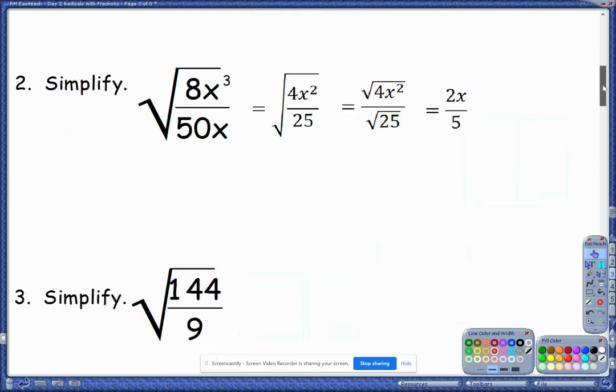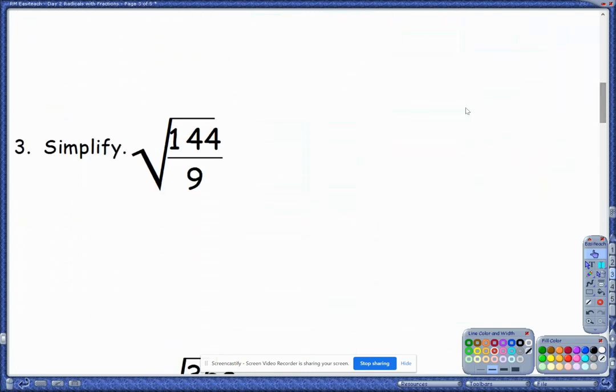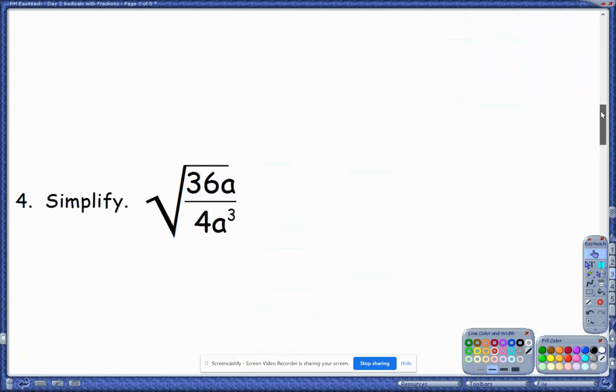Let's try the next one. Again, this is fairly simple because once you give the radical to the numerator and the denominator, you get 12 over 3. But 12 over 3 is a whole number, so you make it 4. If it was an improper fraction, you can leave it. Or a fraction, you can leave it. Okay, here's another one. Try to simplify what is inside the radical first. Pause the video and see if you can do this.